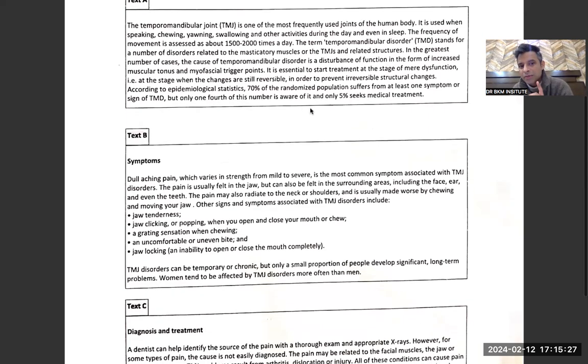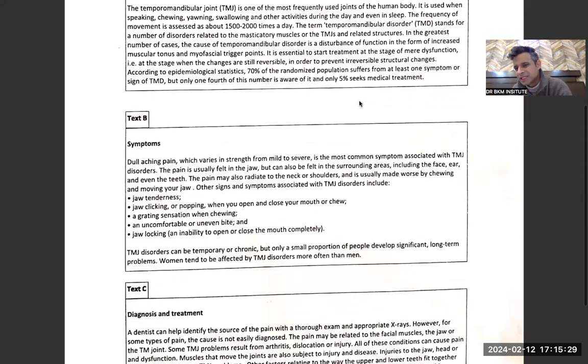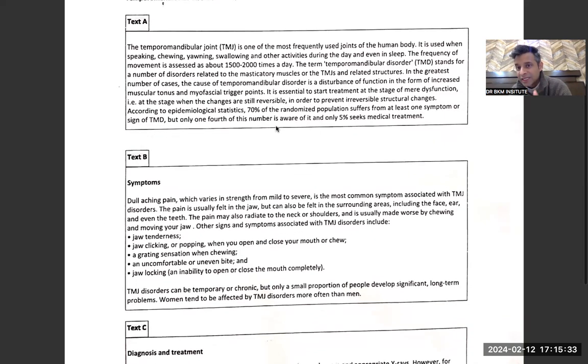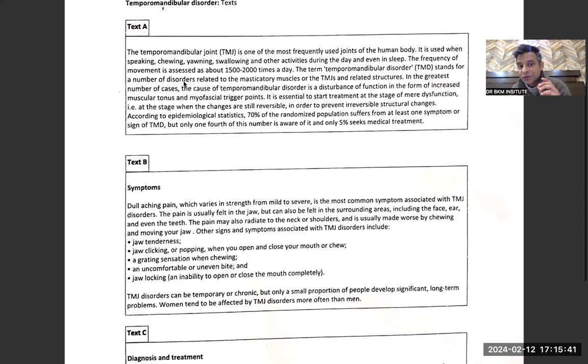Then it is talking about 1/4 of this number, 5% seeks medical treatment. So these are the words I have noted. But in the final exam, this is even extra time. Still I will not be able to save time because I have got into the paragraph. In the final exam, I just have to do this.